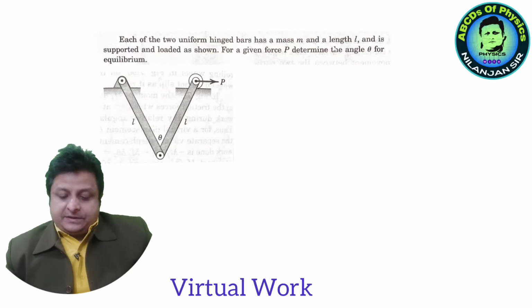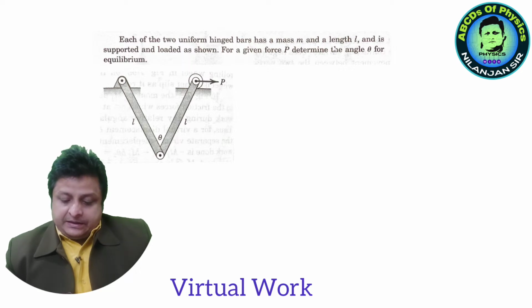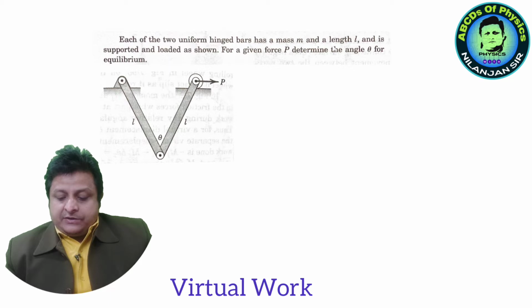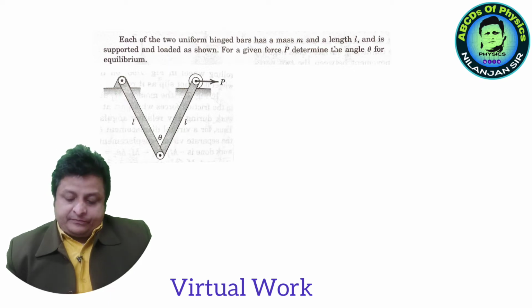Welcome students. So let's see this problem. Each of the two uniform hinged bars has mass m and length L, and is supported and loaded as shown in the figure. For a given force P, determine the angle theta for equilibrium. This is a case of equilibrium.